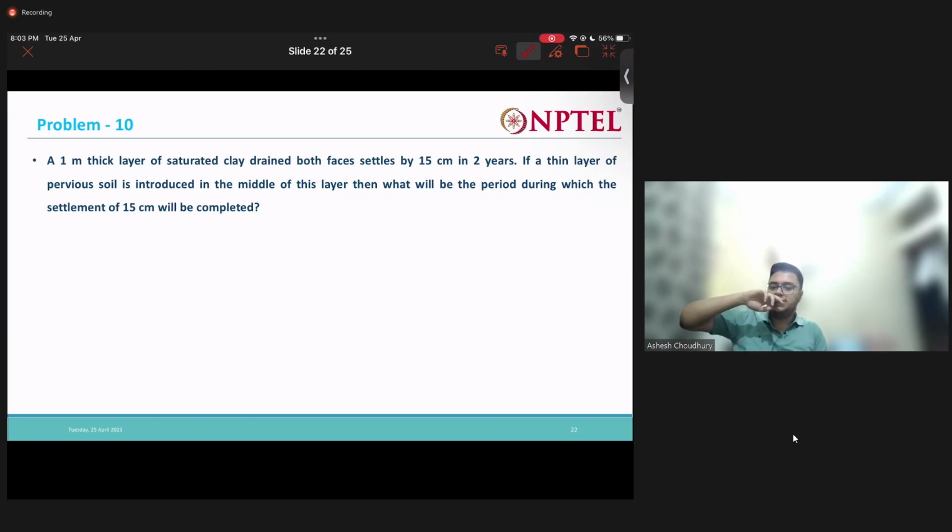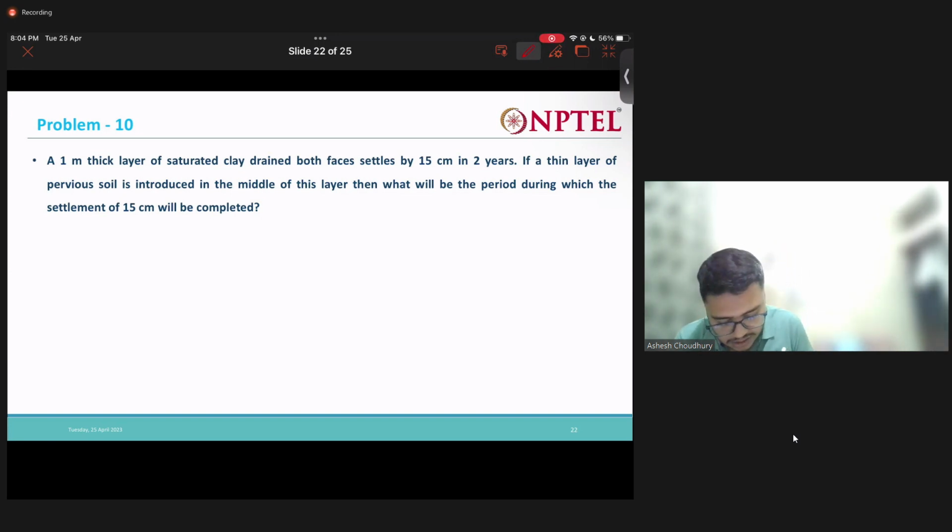Now we are introducing one more pervious layer in that soil. Due to that, obviously our consolidation process will get accelerated, so for the settlement of 15 centimeter lesser time should come. We need to find out that new time period in which 15 centimeters of settlement occurs.